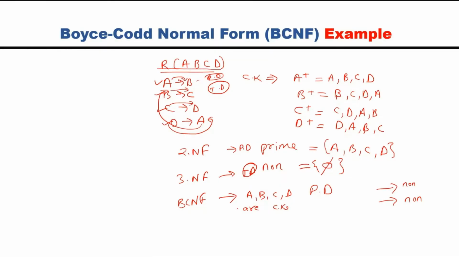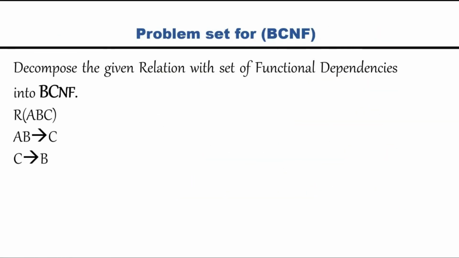So this is one example of Boyce-Codd normal form. So this given relation is in Boyce-Codd normal form. Let me give you one simple example, but it is tricky. Yeah, the example is simple, but it is tricky. So you have to decompose the given relation with a set of functional dependencies into BCNF. That means it is giving a hint that it is not in BCNF.